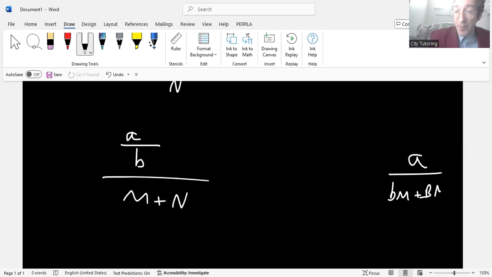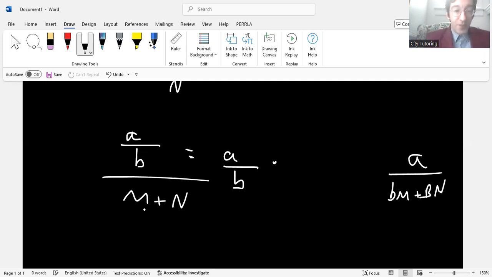Now, technically, the denominator here I can factor because it has a b, but in this particular chapter I didn't get into factoring, so I'm just going to leave it like that. Technically, you could do b parentheses m plus n if you know about the distributive property, but I haven't discussed that in this part of the book. So we have a over b, and it's divided by m plus n, but we're going to change it to multiplication by the reciprocal.